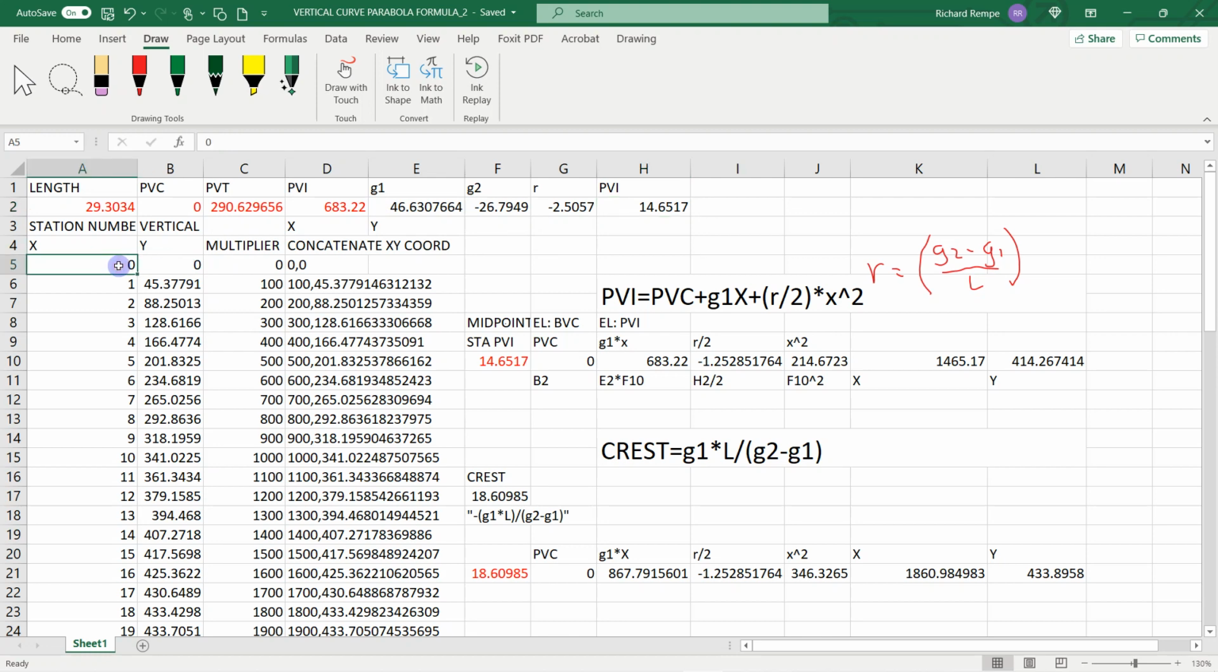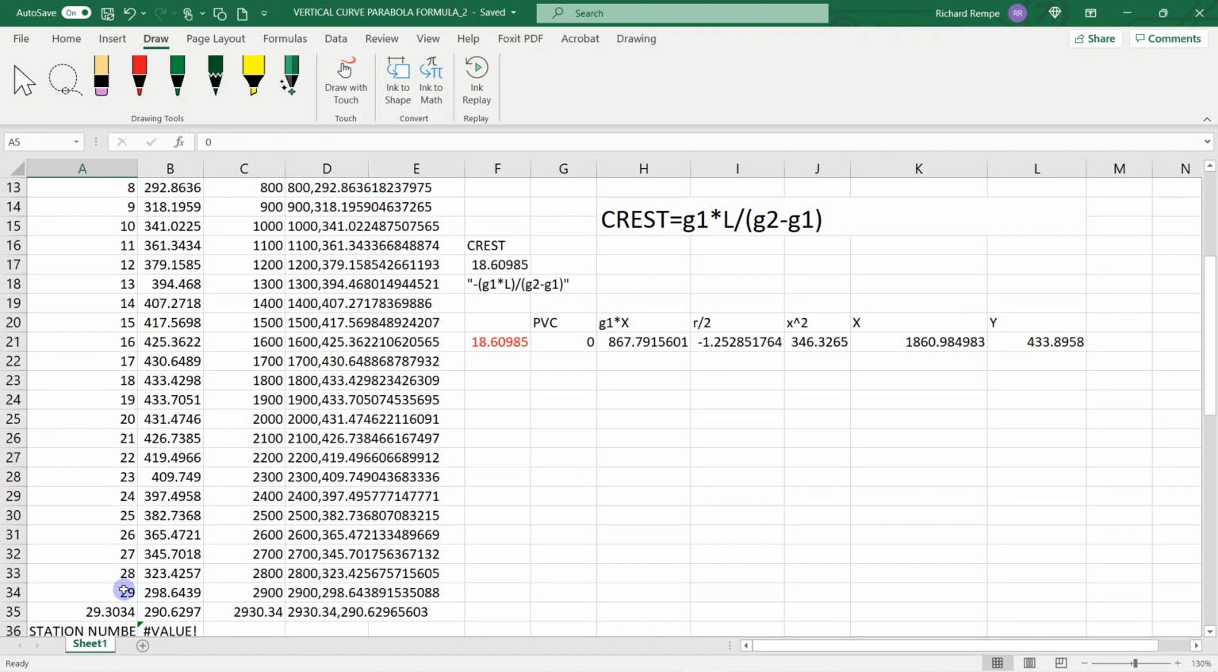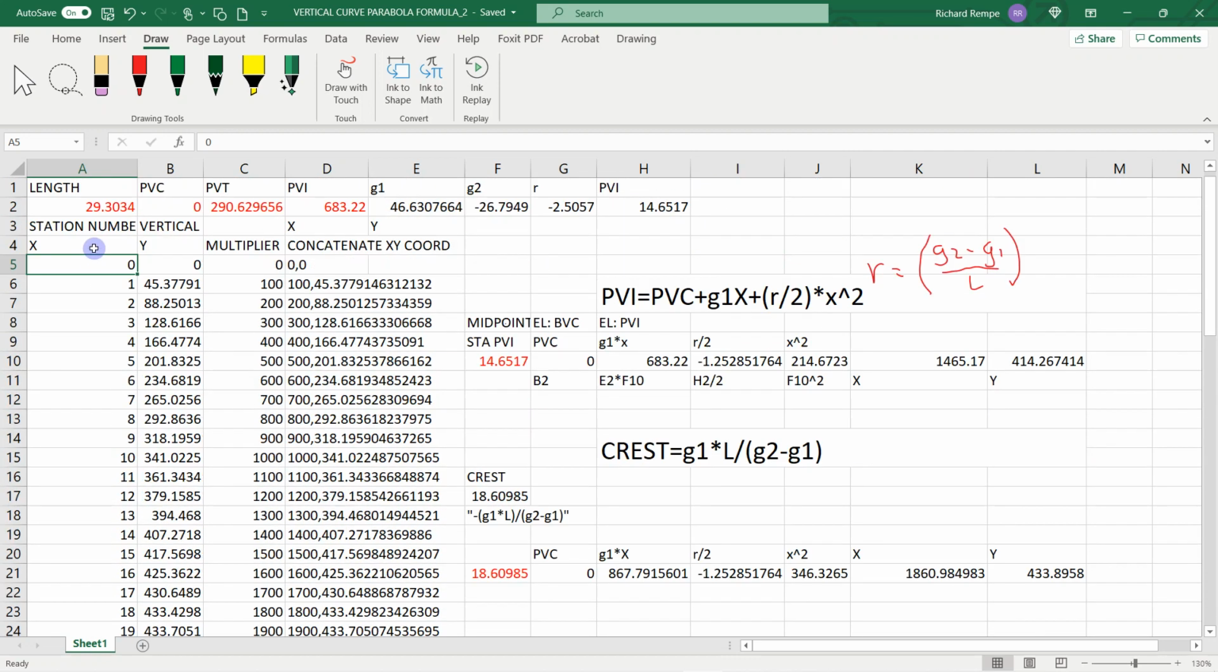So now what we do is we go in here and we say, okay, this is number 0. So along our stations, there's station 1, 2, 3, 4, 5, 6, 7, 8, 9, 10, right? All the way down to 29.3034. And I didn't put the plus station markings in there. That would be 29 plus 3034, right? And that would be 0 plus 00, 1 plus 00, 100. This is in hundreds of feet. And we have Y.